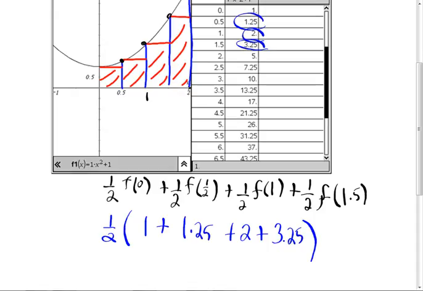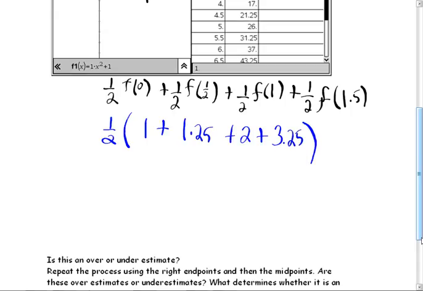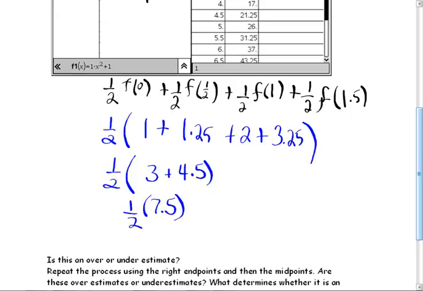Because you could check it with FNINT on your calculator. Remember how to do that? Remember, find the integrals on your calculator? Well, let's add this up then, since I want to check it. So it's 1/2, and what I do is I add the easy things first. 1 and 2 is 3. 1.25 and 3.25 is 4.5, right? So I have 1/2 of 7.5. How big is that?